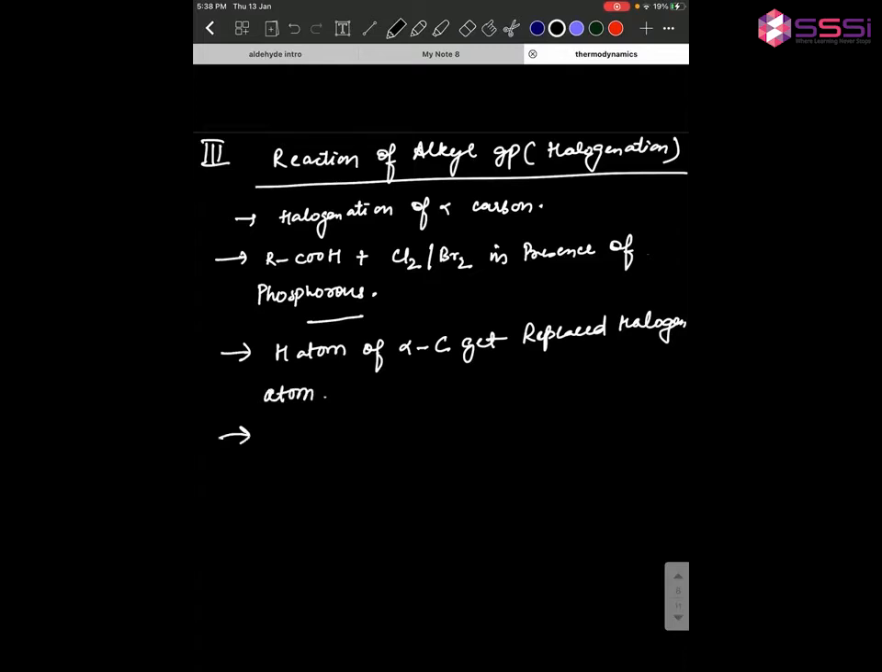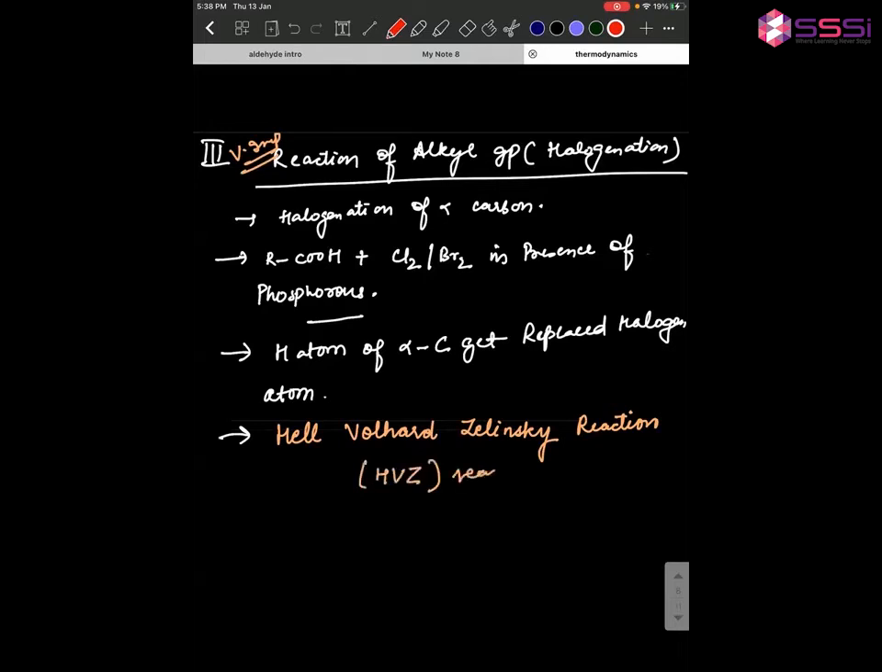And this reaction is also a name reaction. The name reaction is Hell-Volhard-Zelensky reaction. Very important. Hell-Volhard-Zelensky reaction, or we can say HVZ reaction. Now both of you tell me, can this reaction take place with HCOOH, methanoic acid?